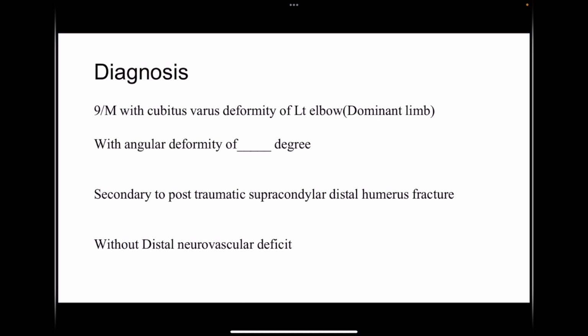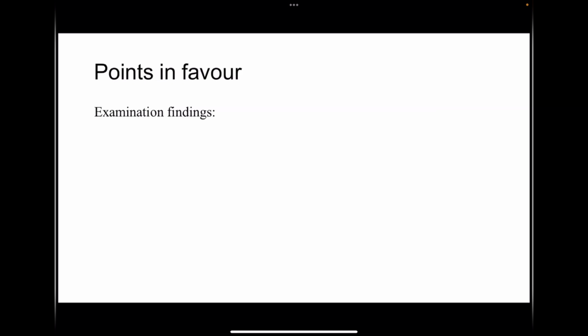And the next question that will be asked to you is, why is it secondary to post-traumatic supracondylar malunited distal humerus fracture? So we should have some points which are in favor of our finding. So this is cubitus varus deformity first, that is non-progressive. That is the first finding which is in favor of our diagnosis. Second is this developed secondary to trauma. Secondary to trauma, so that caused supracondylar humerus fracture. That is also corresponding with our findings.